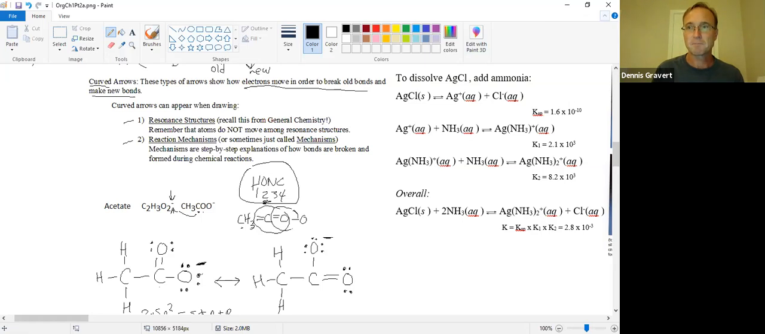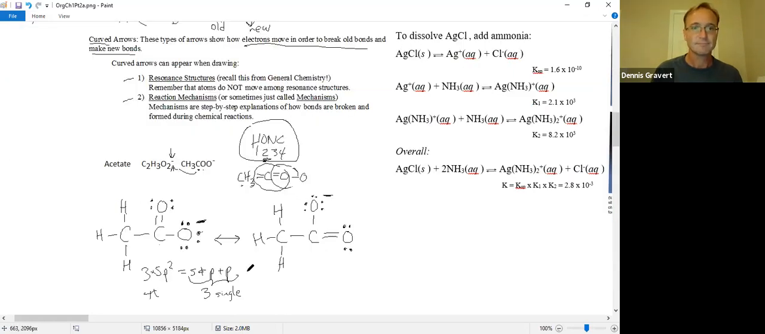Let's flip this back up. Okay, so what's happening here? What's really going on is one of these lone pairs is becoming a pi bond. So I'm going to choose this lone pair. And what we're going to do is say, hey, these 2 electrons move down here between the carbon and the oxygen, and now they're being shared.